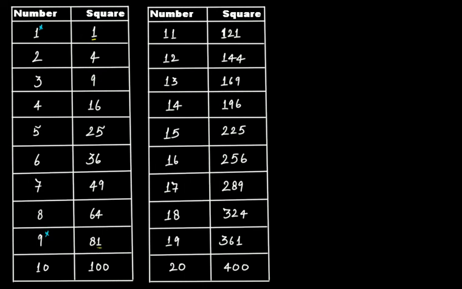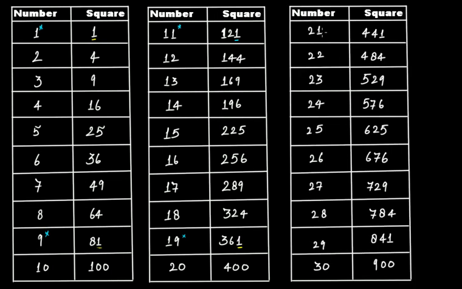Now again, look at this number, that is 11, and look at this number 19. Focus on that. The square of 11 has 1 at its units place, and the square of 19 is 361. It has 1 at its units place. Right? Now let's take one more table. The square of 21 is 441, and the square of 29 is 841. So 21 and 29, their squares have 1 at the units place.